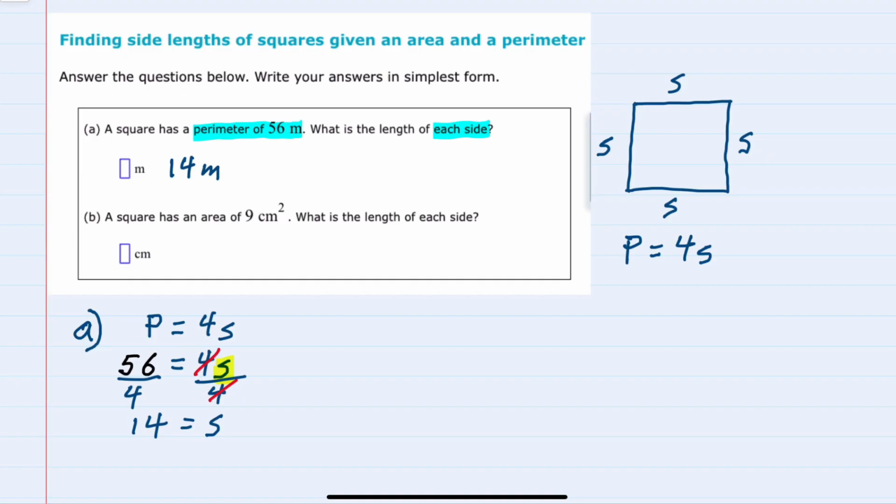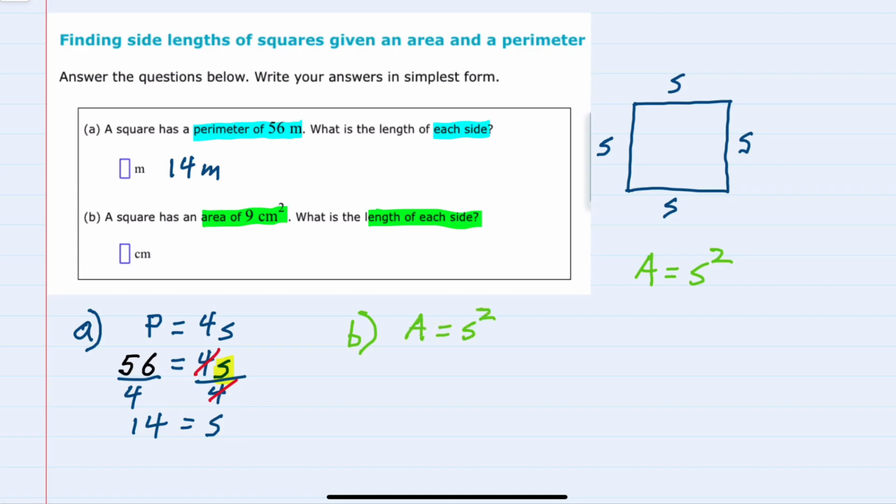And then for question B, we also have a square, but this time we're given the area of the square and again asked to find the length of each side. So here, our formula for the area of a square, we can recall that it's just the length times the width. Both the length and the width are s in a square. So s times s is s squared. Area of a square is equal to the length of its side squared. So we will start with that formula.